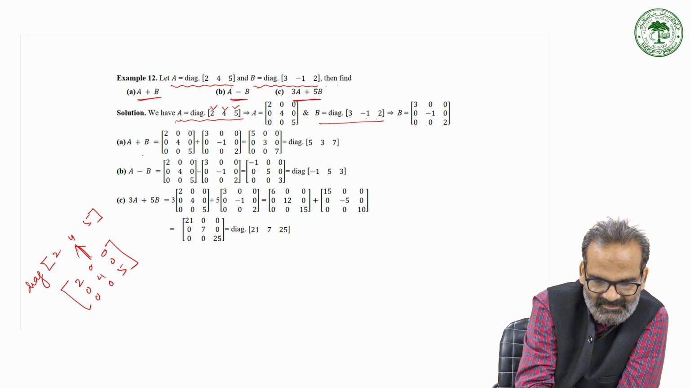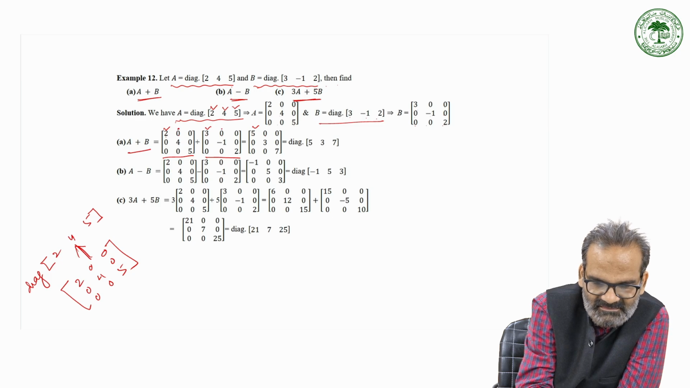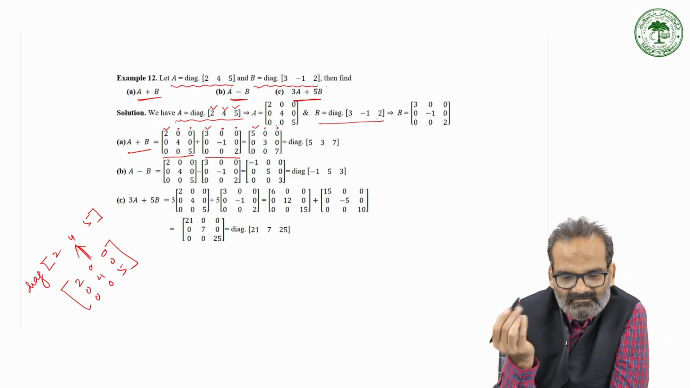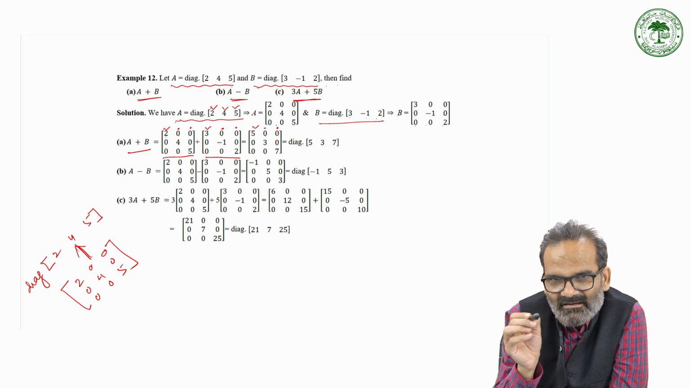See this? A plus B is what? This is your A and this is your B. So A plus B means 2 plus 3, that is 5. 0 plus 0, that is 0. This 0 plus 0, that is 0. What is 0? Except the diagonal elements, everything is 0. So 0 plus 0 is 0.